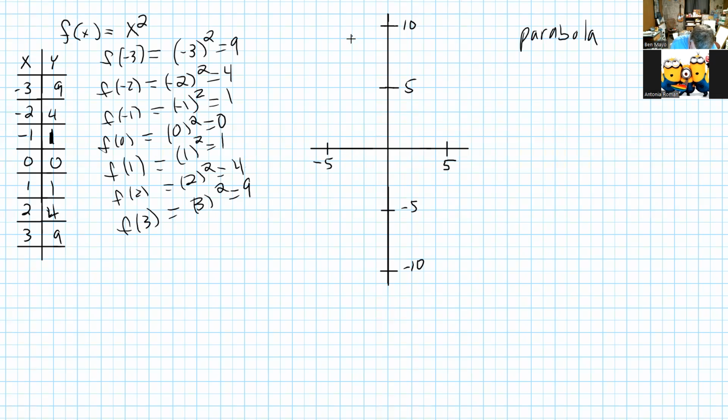-3, 9 is right there. -2, 4, right there. -1, 1 is right there. 0, 0 is right there. 1, 1 is right there. 2, 4, and finally 3, 9.